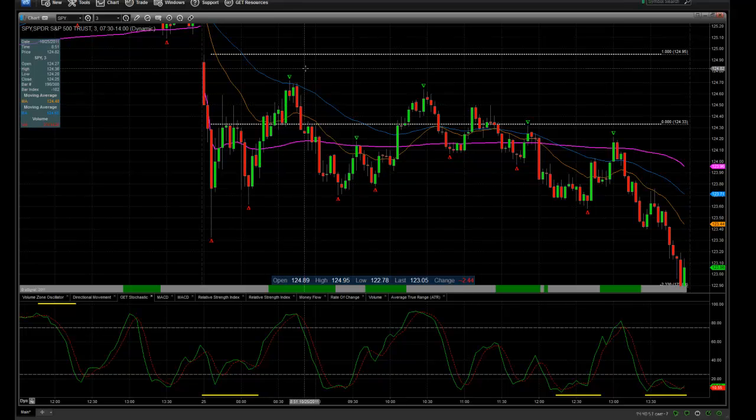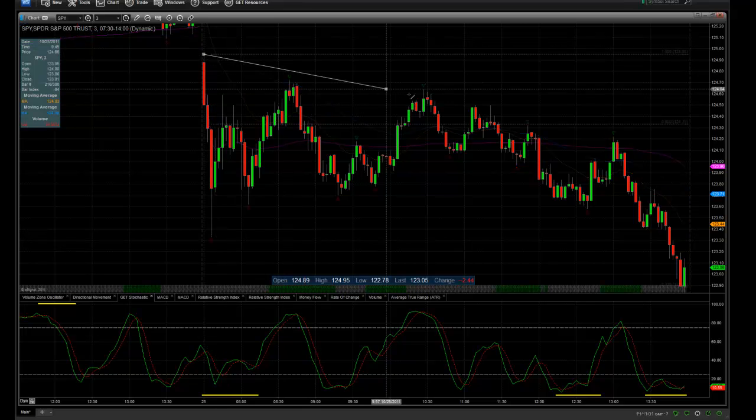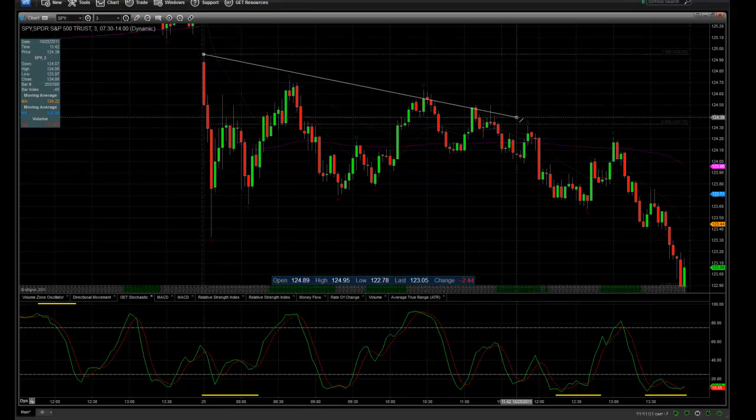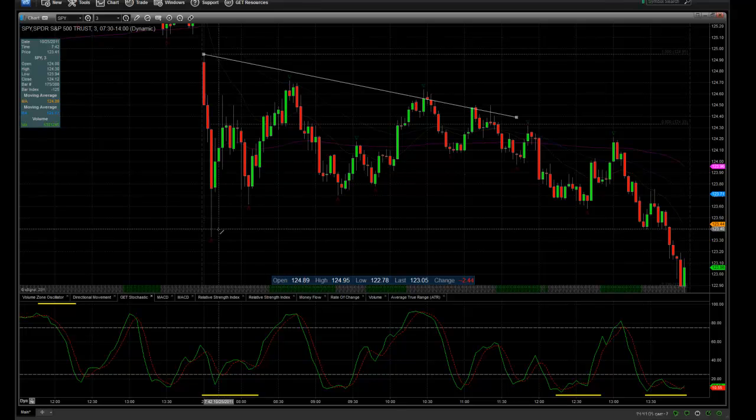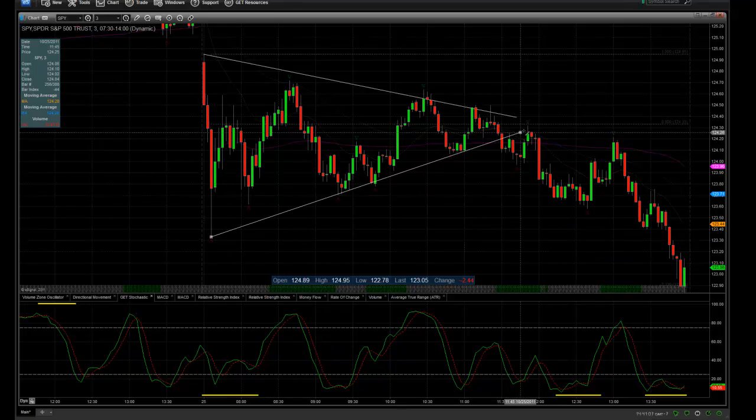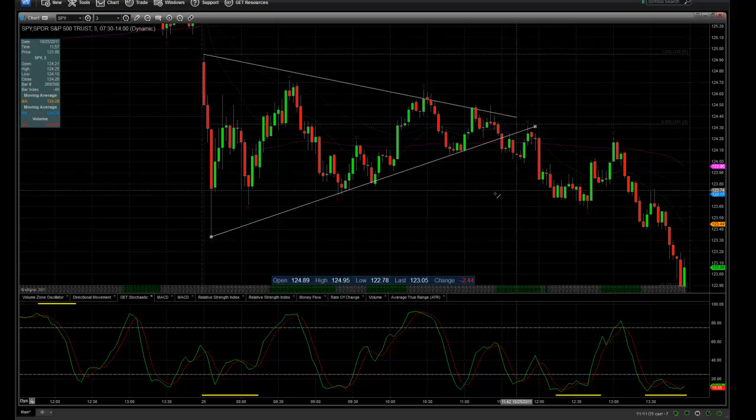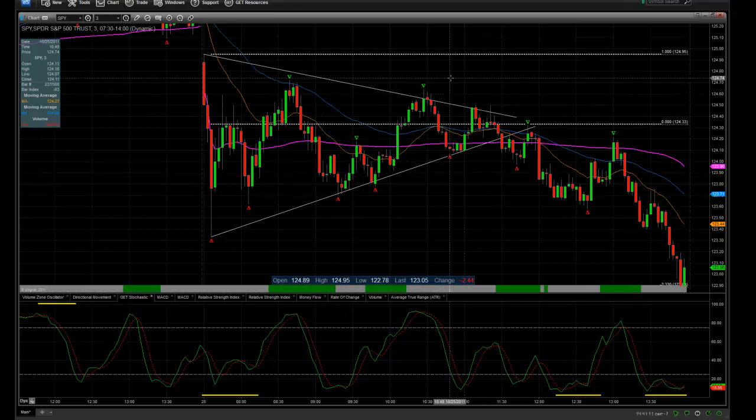Anyways, obvious to everyone in the world, there was a triangle being formed on the spider, which is a contraction pattern. And after price contracts, it expands. So we would look for the break of this pattern. And my whole premise was that it was going to break lower. Price was going to decline.